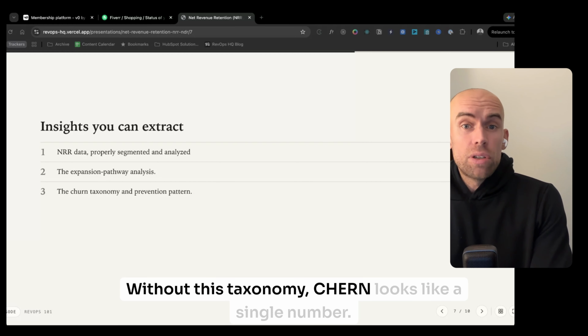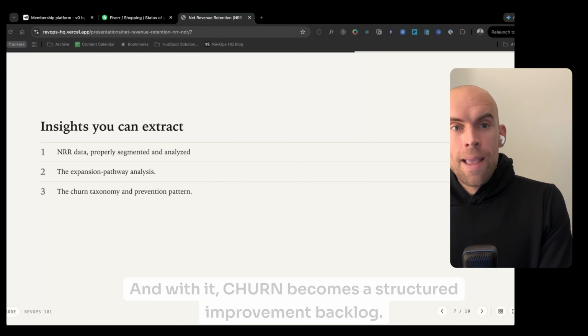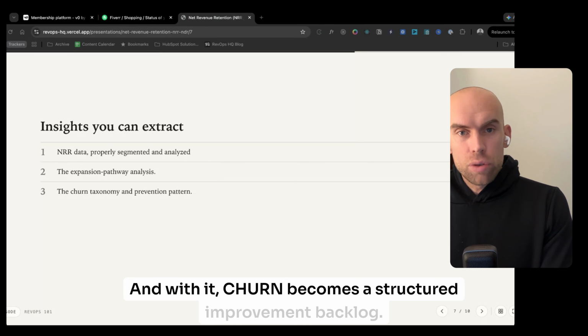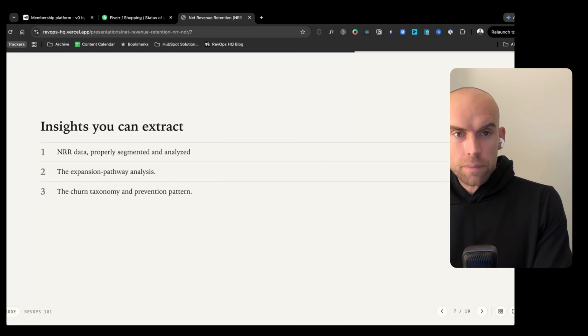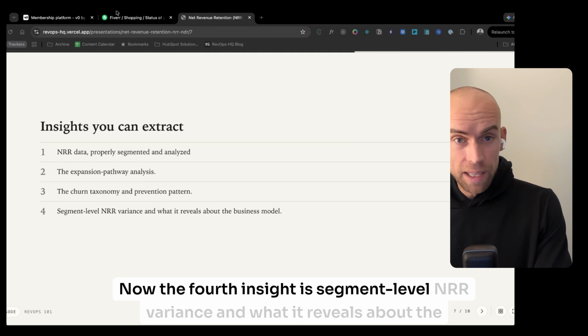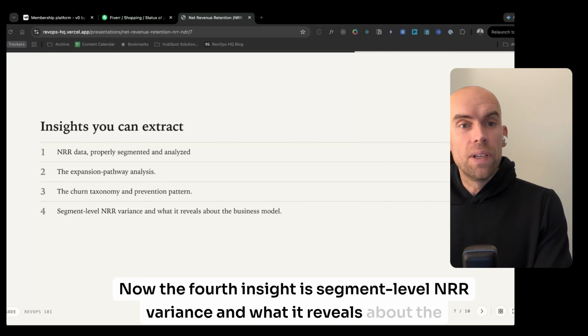Without this taxonomy, churn looks like a single number. And with it, churn becomes a structured improvement backlog. Now, the fourth insight is segment-level NRR variance and what it reveals about the business model.